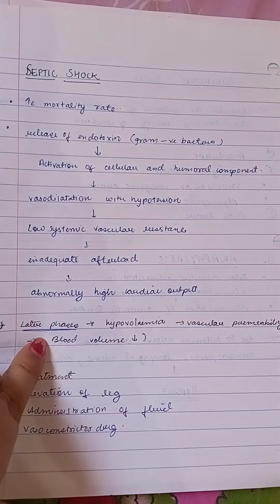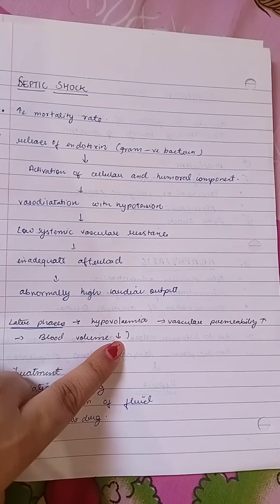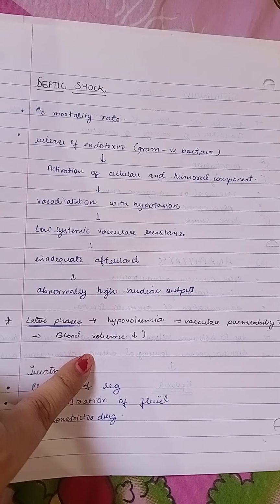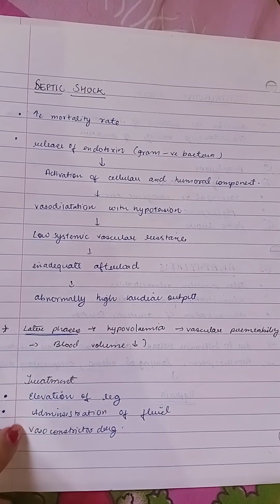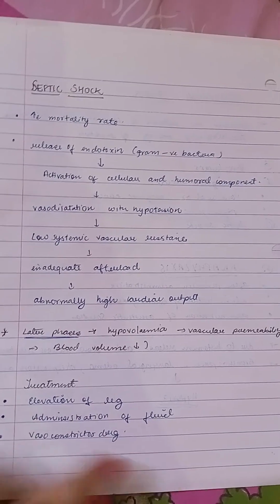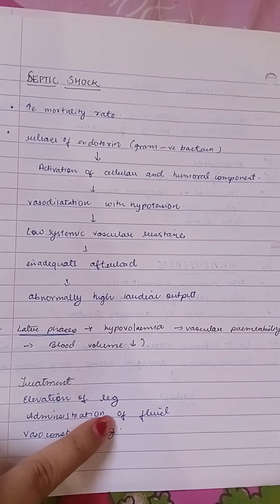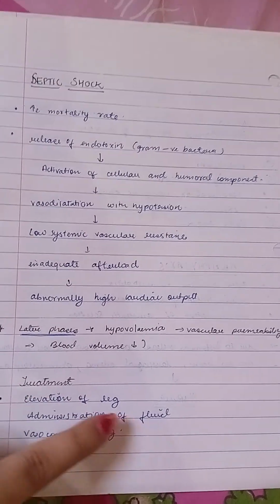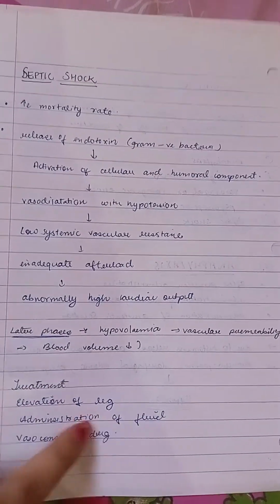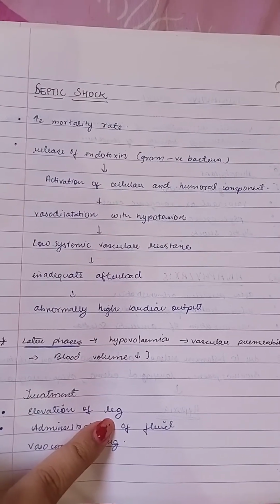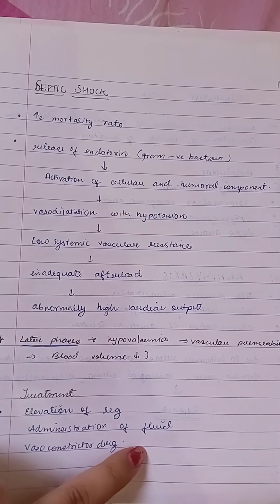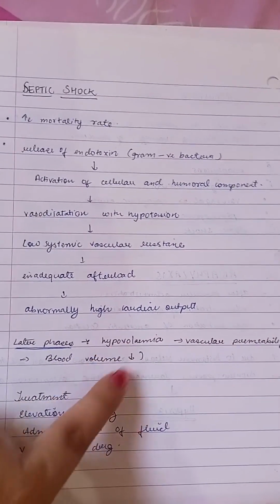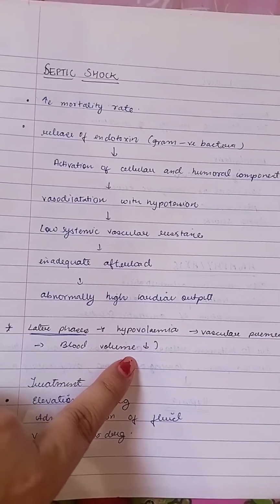In the later phase, septic shock causes hypovolemia, which increases vascular permeability and decreases the blood volume. Treatment: elevation of the leg, administration of fluid, and vasoconstrictor drugs. Treatment we will also deal with in detail. This is not the only treatment; various other drugs are also used. In any shock we can use elevation of the leg, the Trendelenburg position, which we read in last class. Administration of fluid is important because in later phases it causes hypovolemia. We will deal with the drugs in detail later.